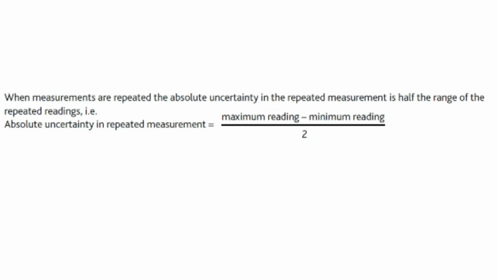When measurements are repeated, the absolute uncertainty in the repeated measurement is half the range of the repeated readings. So, absolute uncertainty will be equal to maximum reading minus minimum reading, divided by 2.